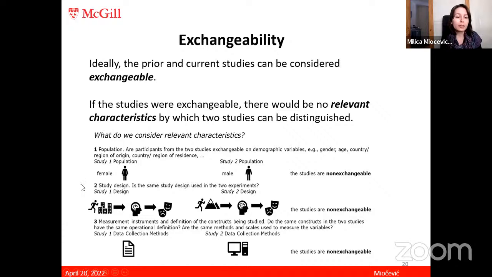But there are other differences that could occur. So for example, study design could be different. So the manipulation that was used in an experiment, for example, or the timing of the measurements in your study. Measurement instruments and definitions of a construct could be different. So that's another obstacle to simply using historical data to construct your informative prior. So for now, let's focus on how do we mitigate differences in population, assuming identical study design and measurement instruments for X, M, and Y.